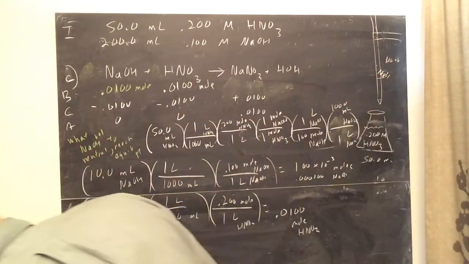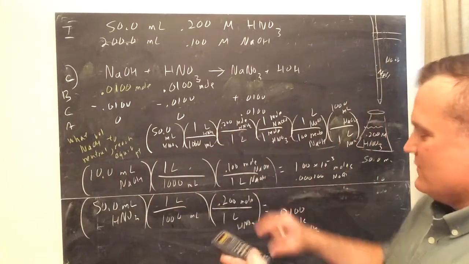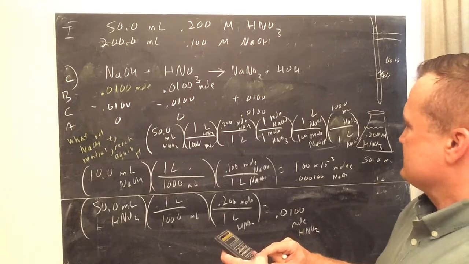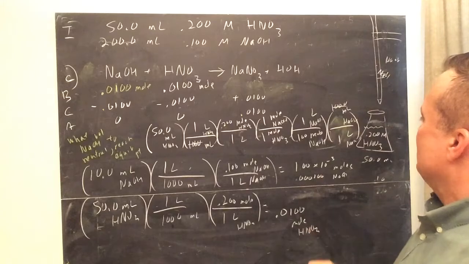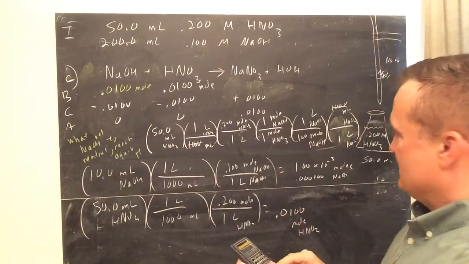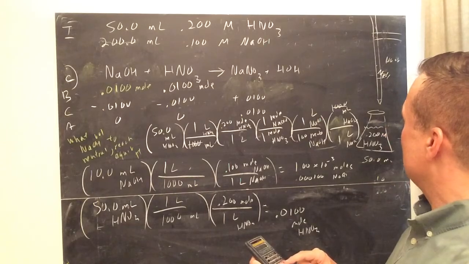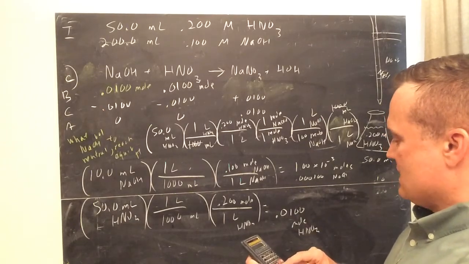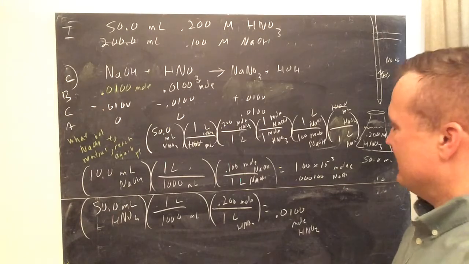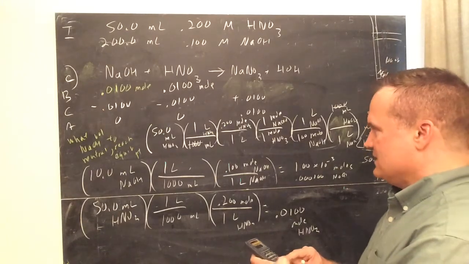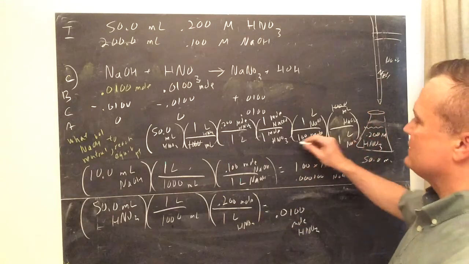All of that work just to get a number of milliliters. Let's see what it is. So 50 times 0.200. The thousands are going to cancel, and the ones are going to cancel, and then divided by 0.100. Wait a minute, I multiplied it wrong. 50 times 0.200 divided by 0.100 is 100 milliliters. That is the answer.